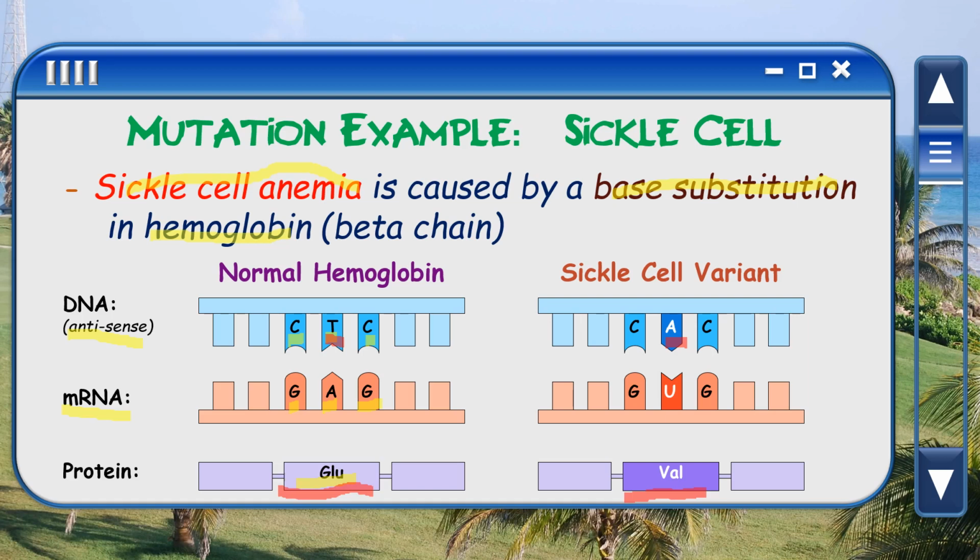Because of this, we are going to move from a normal hemoglobin to what we call a sickle cell variant, because of this amino acid which we have formed here, due to the substitution of a single base.